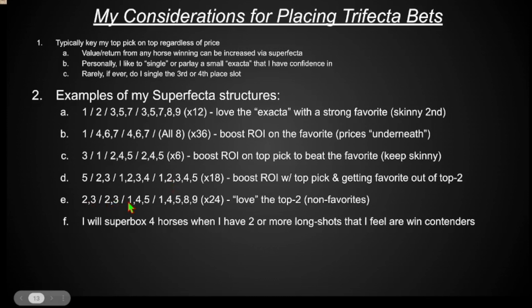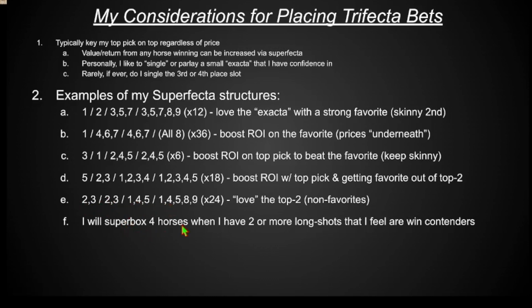2-3 with 2-3 with 1-4-5 with 1-4-5-8-9. This is where I love the top 2 non-favorites. Again, like an exacta, if I love the exacta with these 2, I might play it in a superfecta like this, get the favorite in third or fourth, but also have a chance to hit a price, especially when trying to beat the favorite. That can just make a great return.